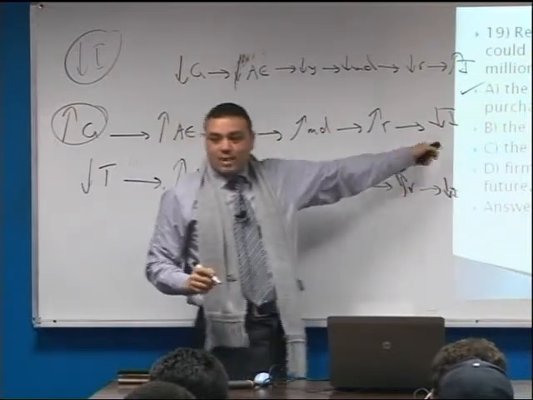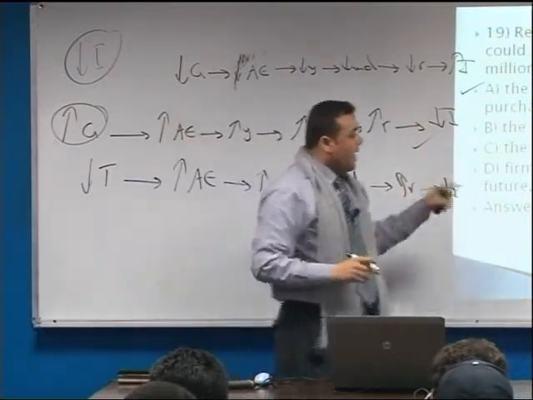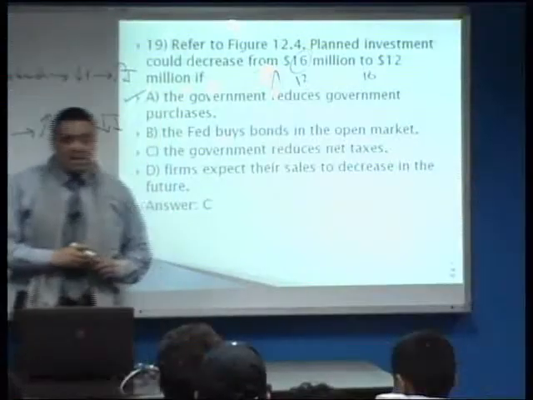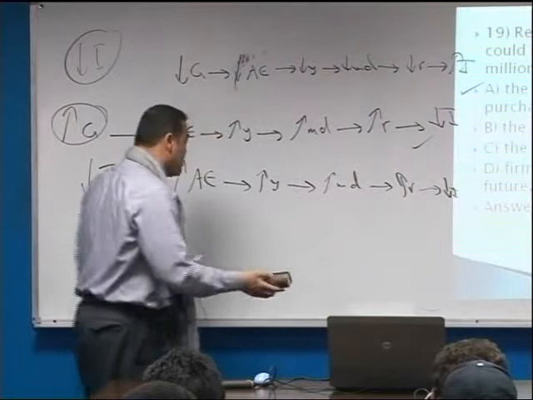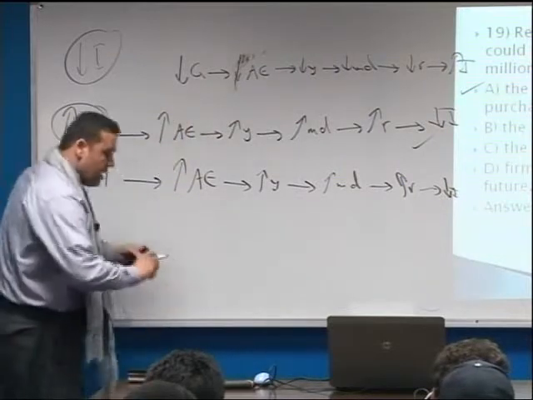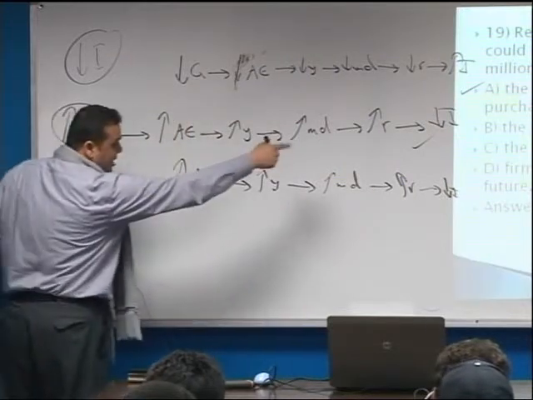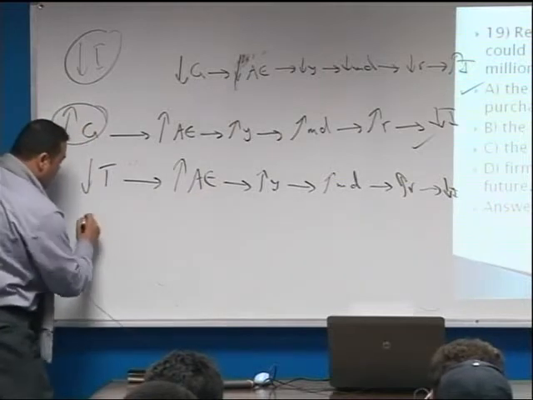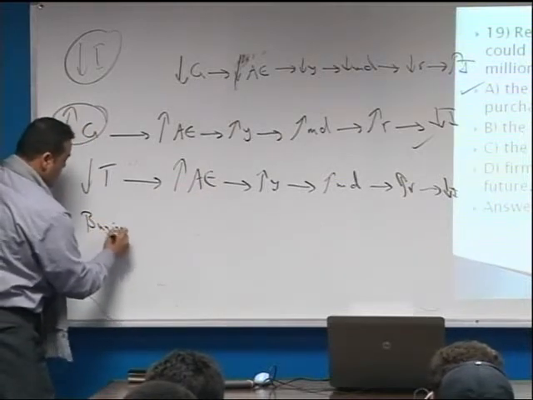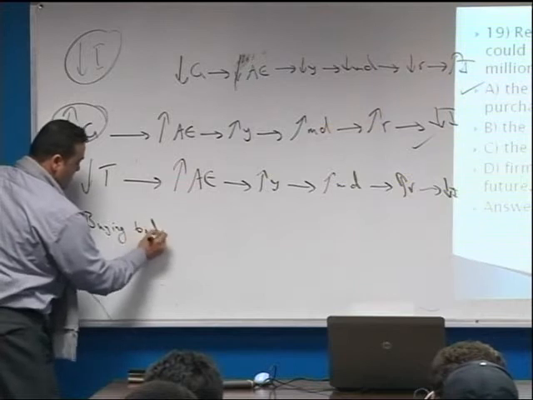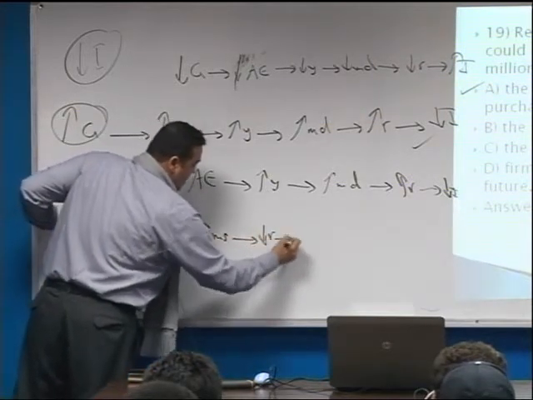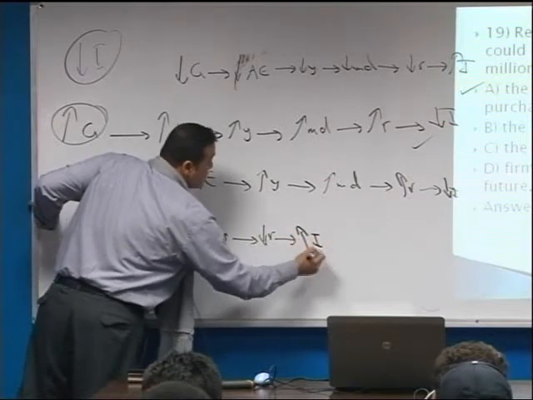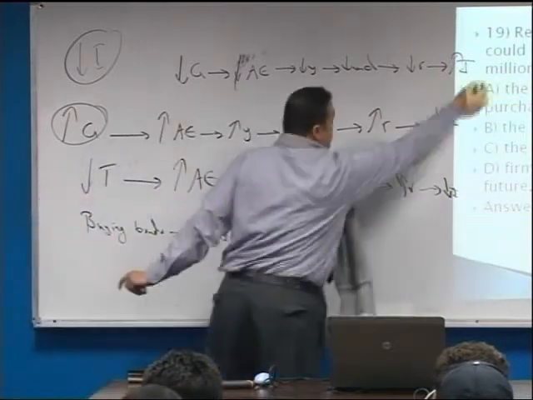If you want to try another one: if the Fed buys bonds in the open market. Let's try buying bonds. What does buying bonds do to the money supply? Exactly. So the second would be buying bonds, increasing money supply, decreasing R, increasing I. This one should also be correct.